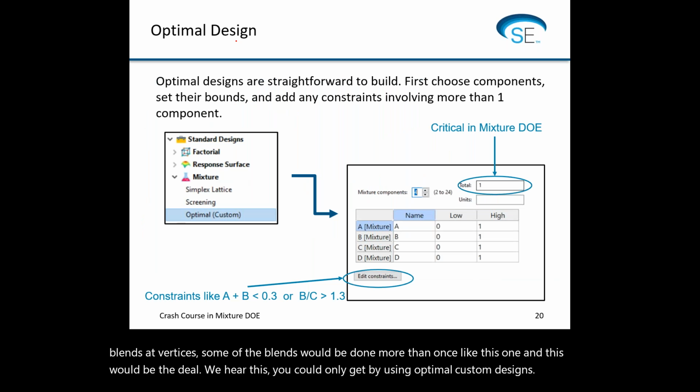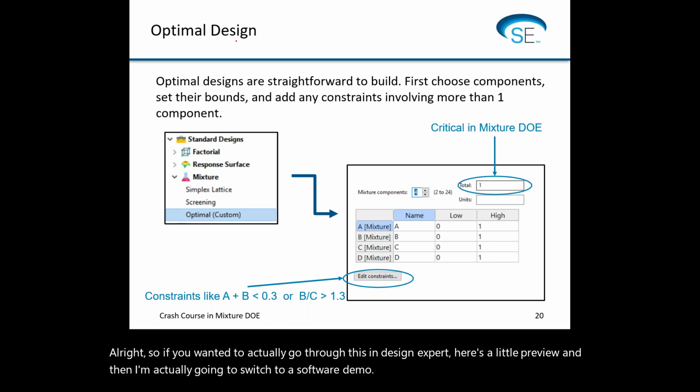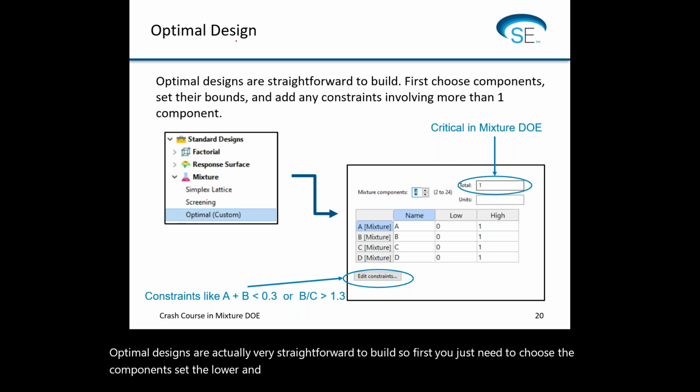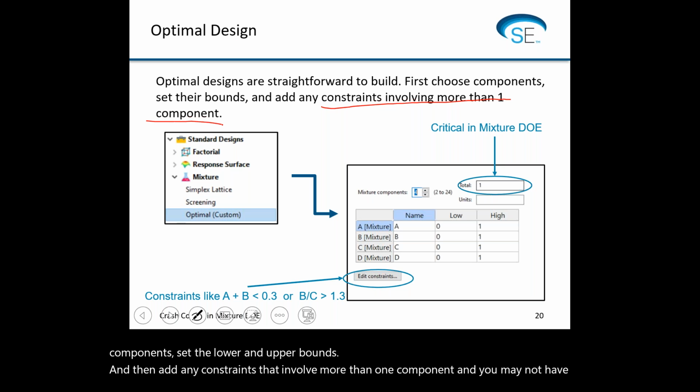All right, so if you wanted to actually go through this in Design Expert, here's a little preview, and then I'm actually going to switch to a software demo. Optimal designs are actually very straightforward to build. So first, you just need to choose the components, set the lower and upper bounds, and then add any constraints that involve more than one component. And you may not have constraints that involve more than one component.